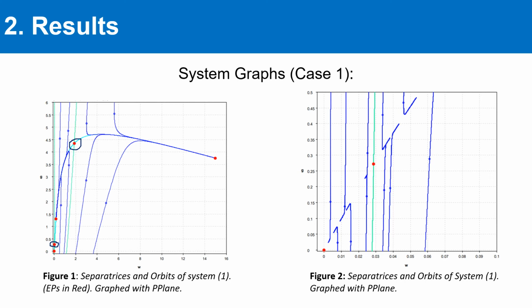And in cyan, we have the unstable separatrix, and in green, we have the stable separatrix for each of the saddle points, which together determine where the solutions to the equations will tend toward.